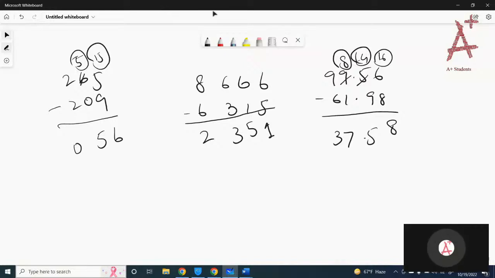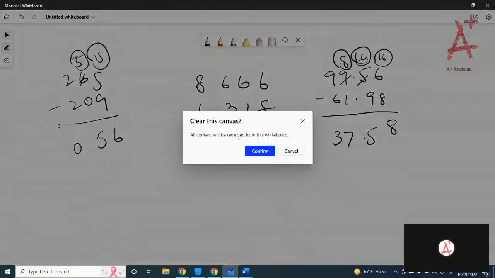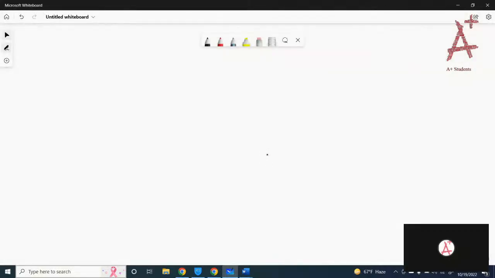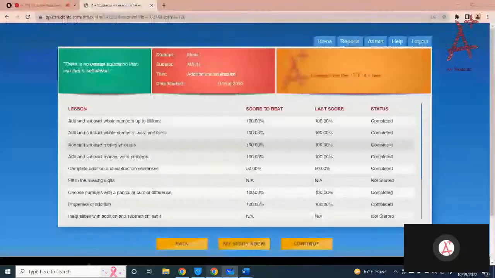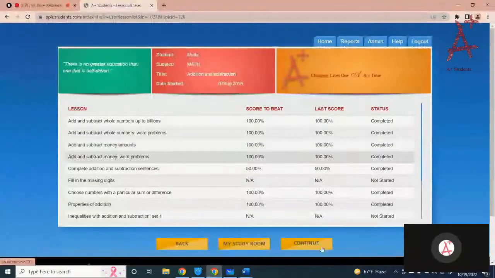I'm just moving on to the next topic, and the next topic is add and subtract money word problems. Okay, let's just move on to the topic. Add and subtract money word problems.